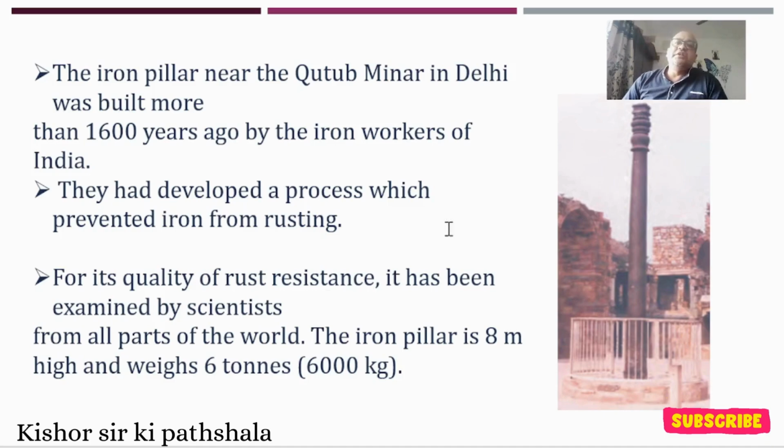Lastly, for your information, the iron pillar near the Qutub Minar in Delhi was built more than 1600 years ago by the iron workers of India itself. The uniqueness is that they had developed a process which prevented iron from rusting. Here you see a 1600-year-old pillar, and it is not rusting. For its rust resistance, it has been examined by scientists from all parts of the world. The iron pillar is 8 meters high and weighs around 6 tons.